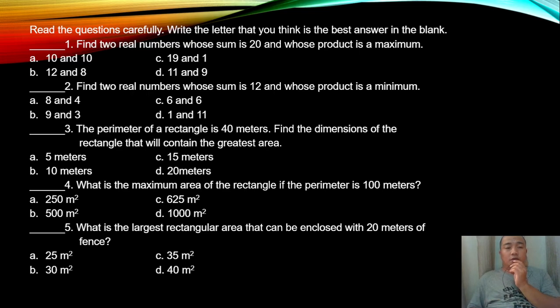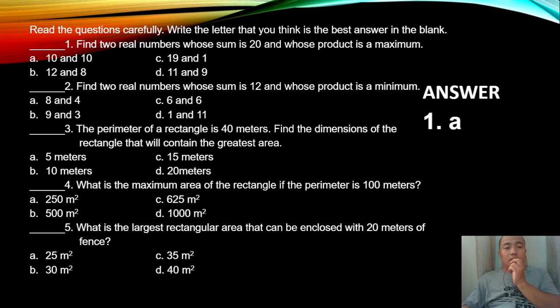And let us have also here a multiple choice exercise. Number 1, find two real numbers whose sum is 20 and whose product is maximum. Is it A, B, C, or D? What's your answer? The answer is letter A, 10 and 10. 10 plus 10 is 20. The product is 100. Okay, it has a maximum product.